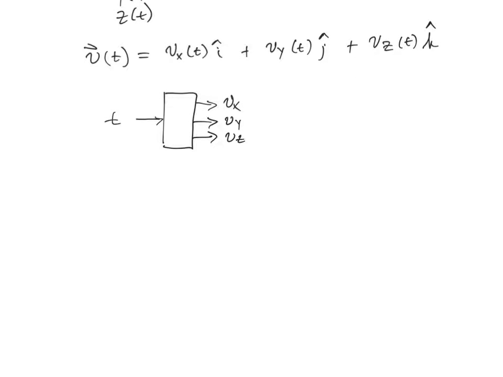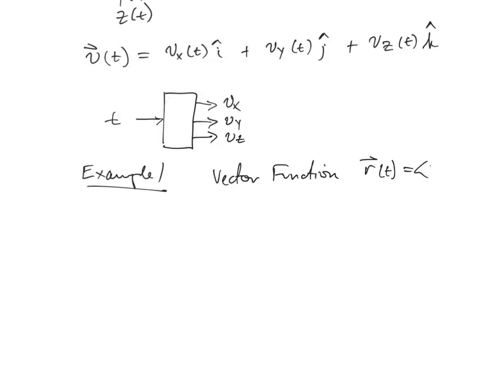So let's look at some examples. Now we've got one example. Just like we did last year with scalar functions, we're going to start the calculus part of our course. So example 1, we've got a vector function r of t is equal to 2 cos t, 4 sine t, and t is the z component.